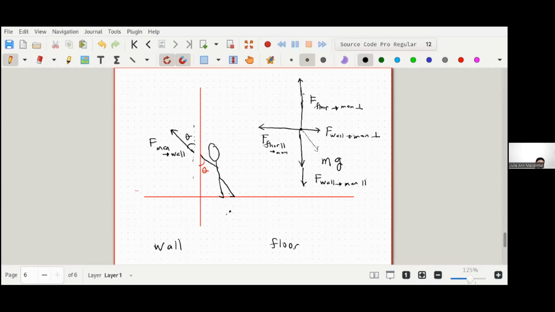Okay, so ito na yung lahat ng forces. Alin dito yung mga frictional forces? So let's color code. So I'm going to use yellow. So alin dito yung frictional forces? So friction is a resistive force that prevents sliding, or that resists sliding. So yung man, in what direction can it slide with respect to the wall? To the right po. So backwards.